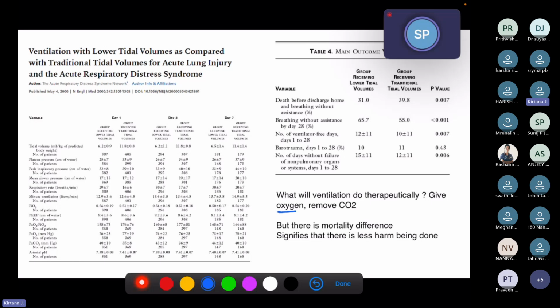So if the good is only doing gaseous exchange, then why is there a significant difference in mortality when we compare 6 versus 12? This means that 12 is doing some harm and the harm done by 6 is less. You cannot say that 6 is doing some benefit because the benefit is only gaseous exchange. And when we compare the two groups, the CO2 level as well as the oxygen level in the two groups were actually same at day 1 and day 7. So this means that the 12 ml per kg group is actually suffering some kind of harm which is being decreased in the 6 ml per kg group rather than any benefit. This means that the presence of ventilator-induced lung injury in the 12 ml per kg group is more as compared to the 6 ml per kg group.